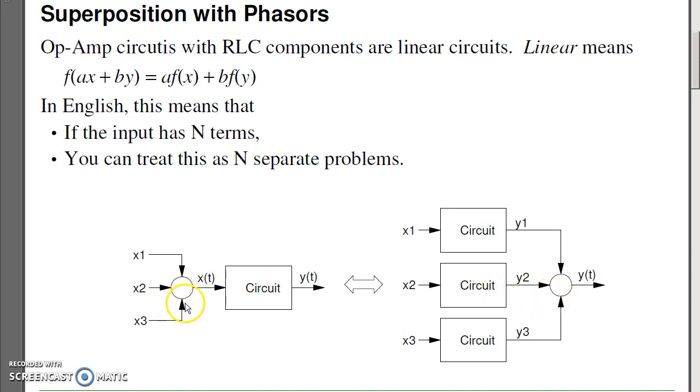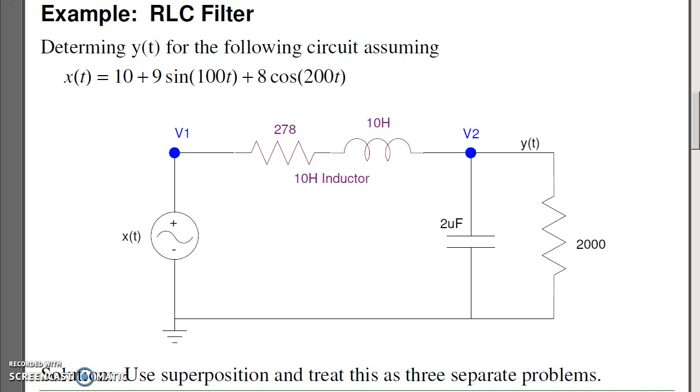So the circuit on the left is what you actually build. The circuit on the right is how you analyze it. And we can analyze it using the properties of superposition. For example, probably the best way to explain this is to give an example. Suppose I had a circuit right here. This is just a low-pass filter, one we talked about a little bit before. And suppose the input has three separate terms.